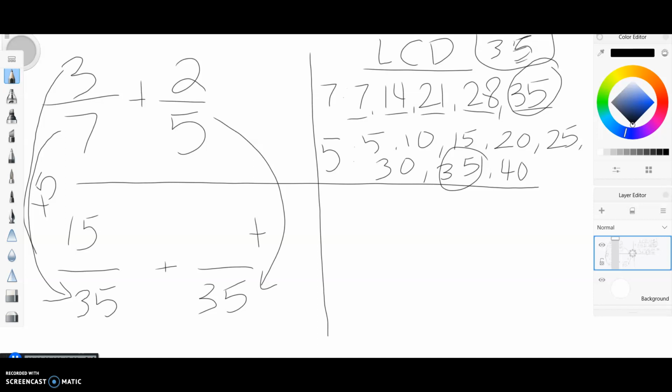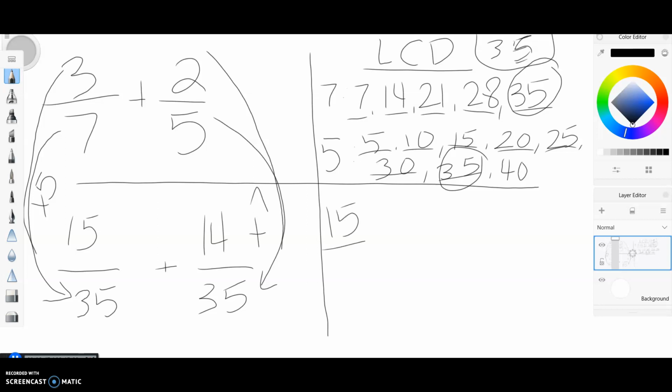Right, so let's see how many times we counted by 5. We had 1, 2, 3, 4, 5, 6, 7. So 5 times 7 gets us 35. Remember, what you do with your denominator, you do with your numerator. So we're going to be doing 2 times 7. So what's 2 times 7? Or 7 times 2? It's 14. That's right, 14.